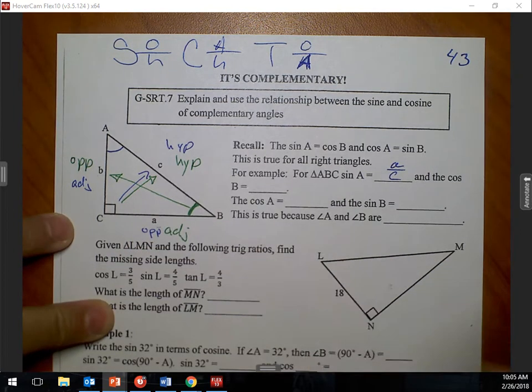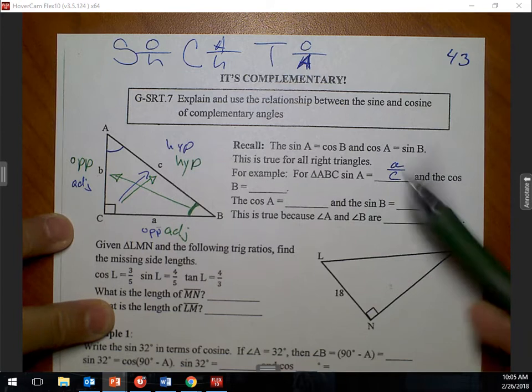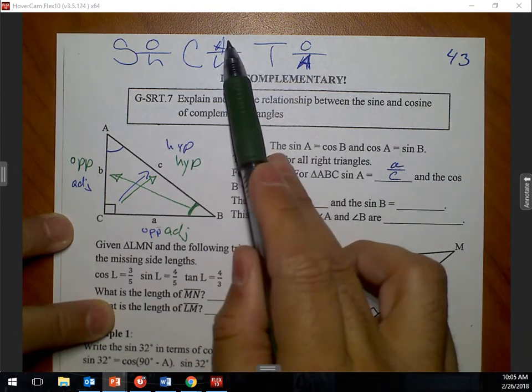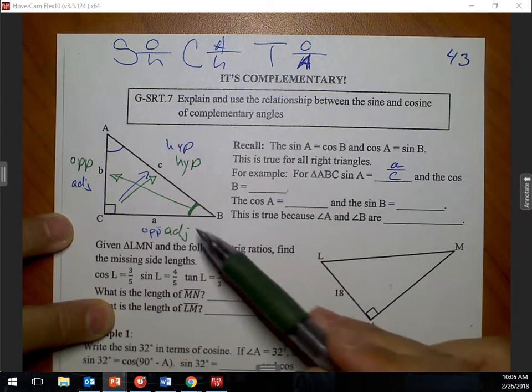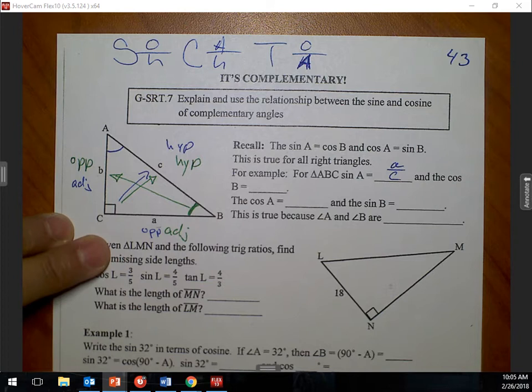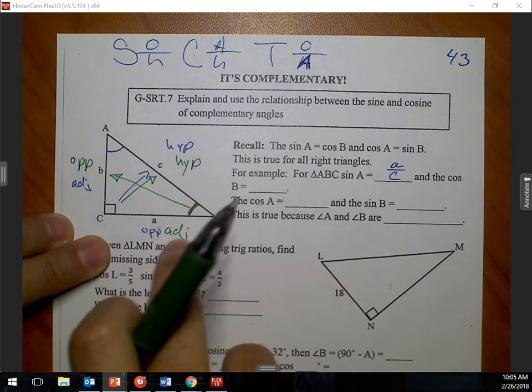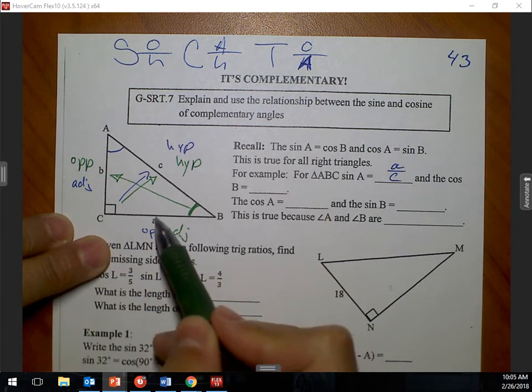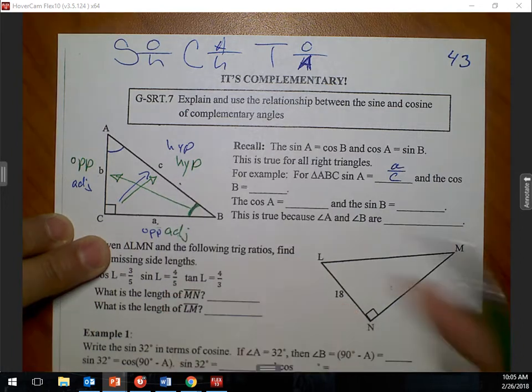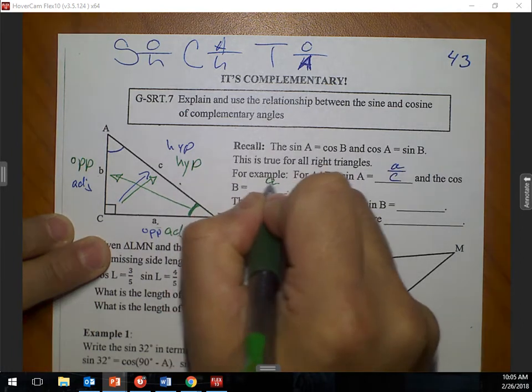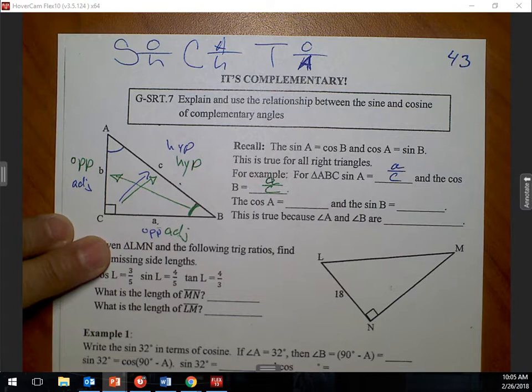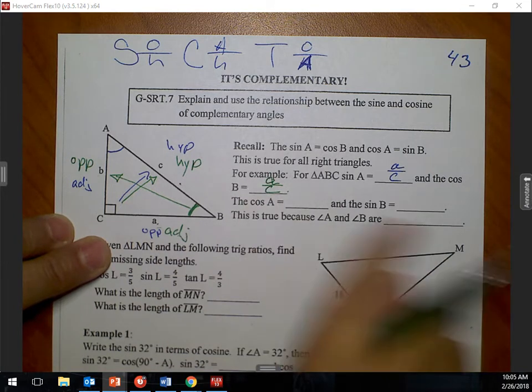Okay, so now green. Now I'm dealing with the green one. So cosine is adjacent over hypotenuse. So from green, what is adjacent over hypotenuse? From right here, adjacent, it's going to be A, right? So it's A over? C. Yep, it's A over C. Okay, so it's A over C for that one. So they're both the same.